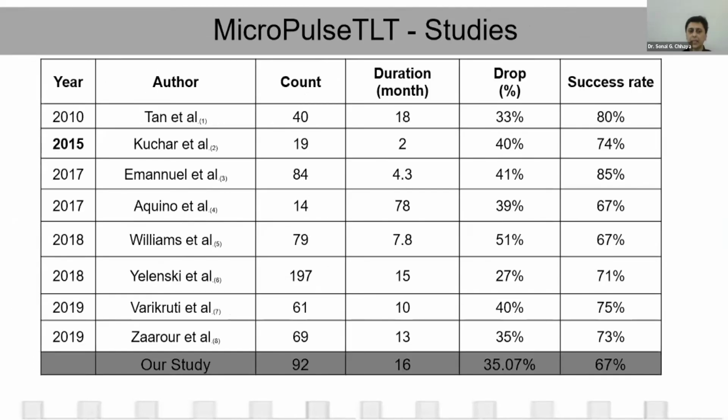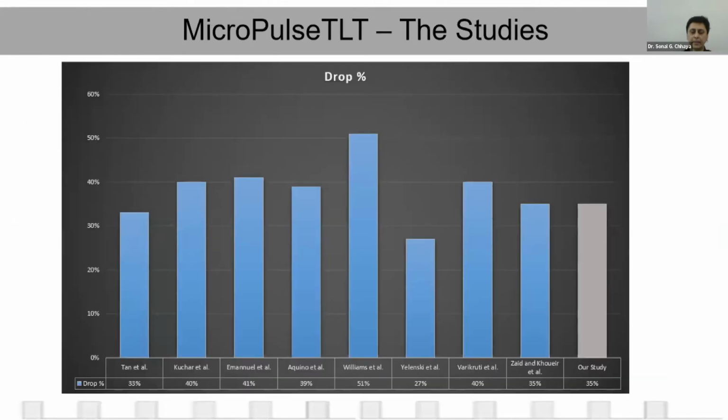We juxtaposed our study with peer-reviewed published clinical studies to get a better perspective, as also to compare our percentage of intraocular pressure drop and our success rates. Drop percentage across the studies varied from 27 to 51%, and most of them averaged between 40 to 55%. Our study, shown in gray, is a 35% drop at 16 months timeline.